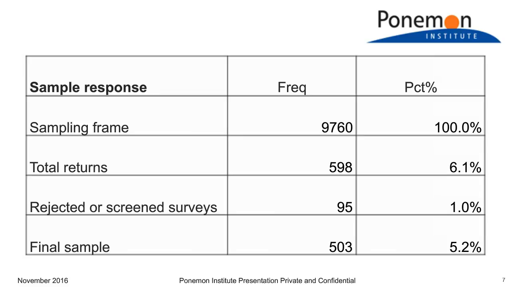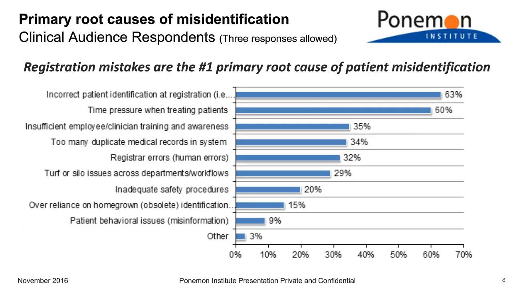So if you read a copy of the report and you want to look at the details, the breakout is presented. I think we might even have time to go through some of the organizational demographics as well. The response rate of 5.2% is really high, and we're very proud of that fact, so it's a good quality sample. So what are the primary root causes of misidentification?